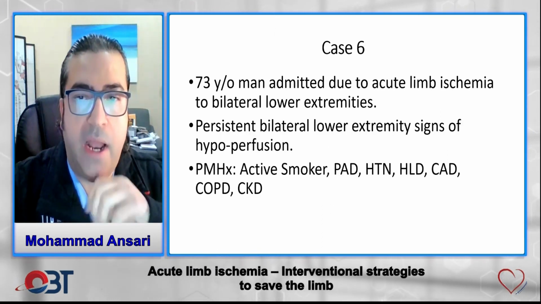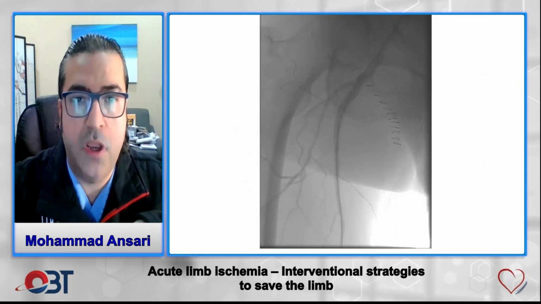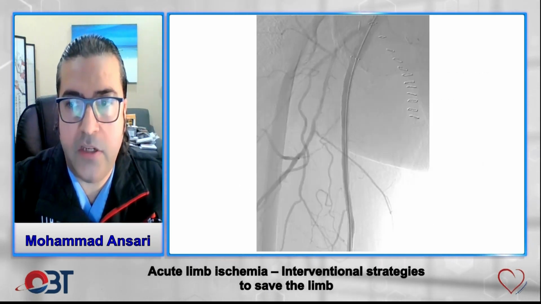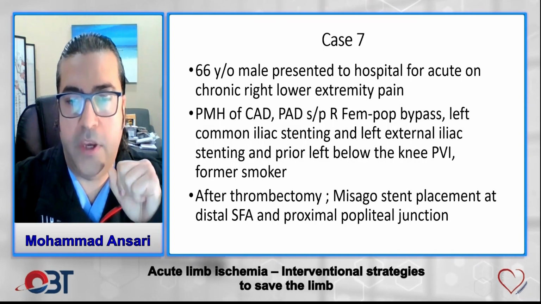Our sixth case, again, bilateral extremity signs of hypoperfusion. We went in, treated one side, went to the other side, put a stent in from the north, and were able to treat the patient.